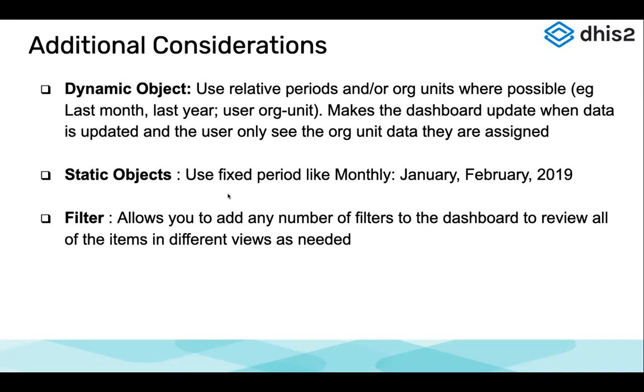Then static objects use fixed periods like monthly. For example, you're specifying a particular month or you're specifying a particular year. And then we have a filter that allows you to add any number of filters to the dashboard. So when you create your charts, your maps, and your tables, you select a period when you're creating them. But then someone might access the dashboard and need to see this data for a different period. So as we're going to see, there are different filters on the dashboard. So one can filter to a period of interest, one can filter to an organization unit of interest.